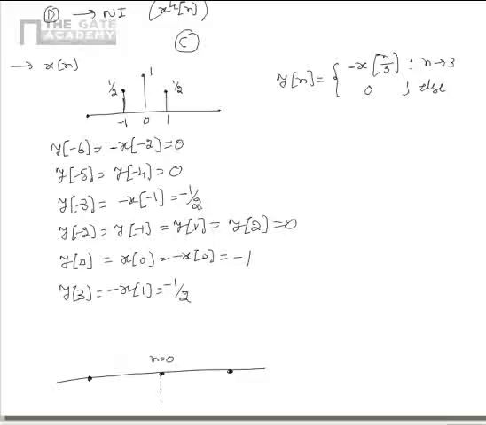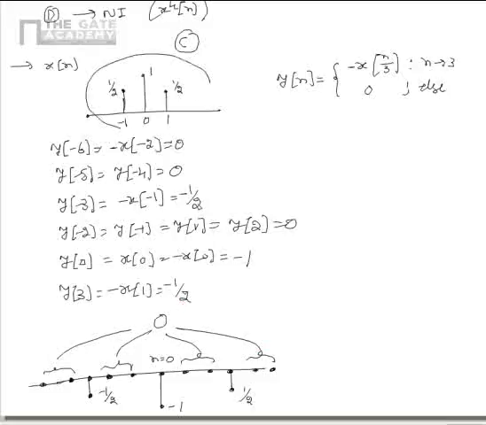So at instant n is equal to 0, y of n is minus 1. At the instants n is equal to minus 3 and 3, its value is minus half. And at all the remaining instants, that is n equal to 1, 2, minus 1, minus 2, minus 4, minus 5, 4, 5, the value is 0. So all those are the instants which correspond to the regions marked. So at all these points, the value of y of n is 0.